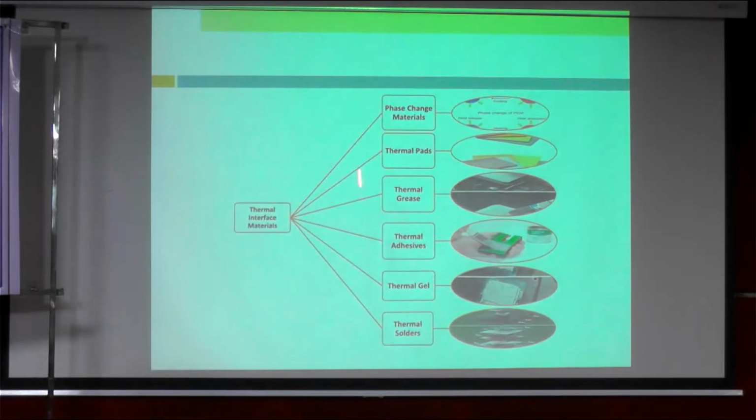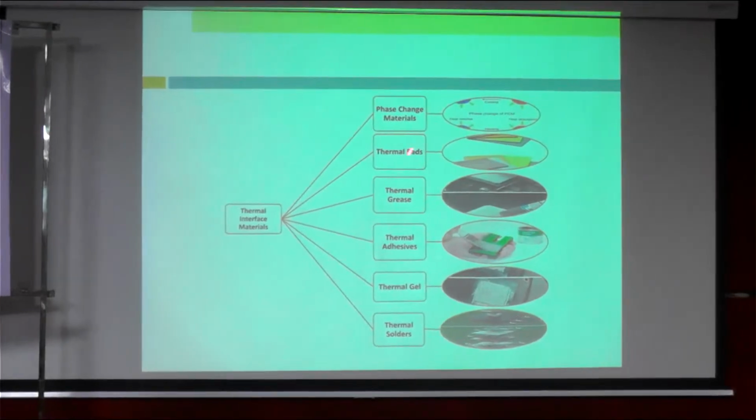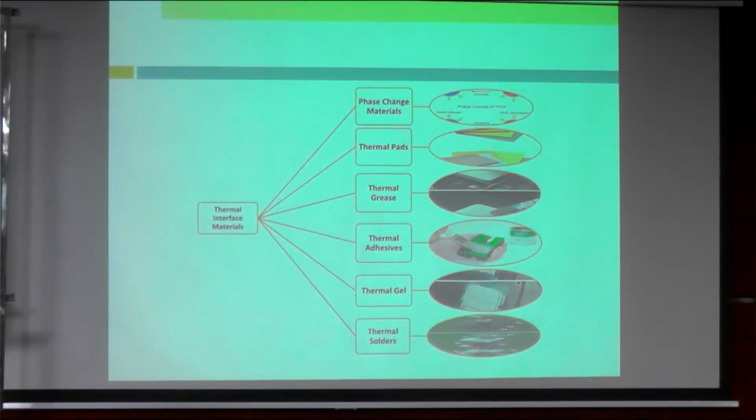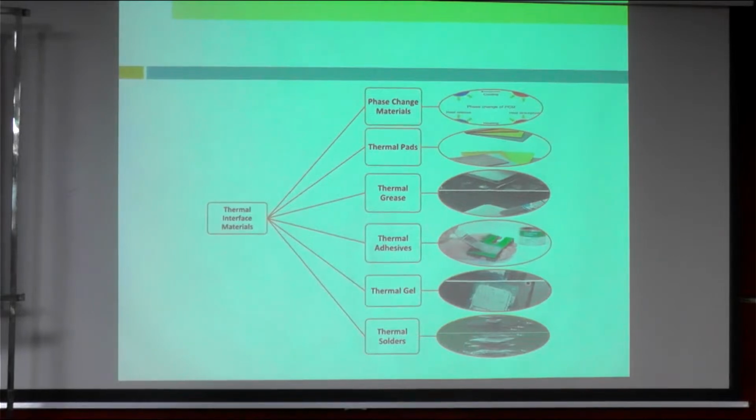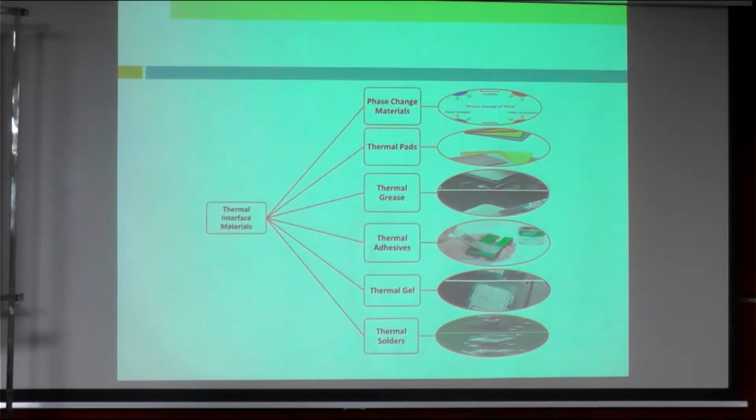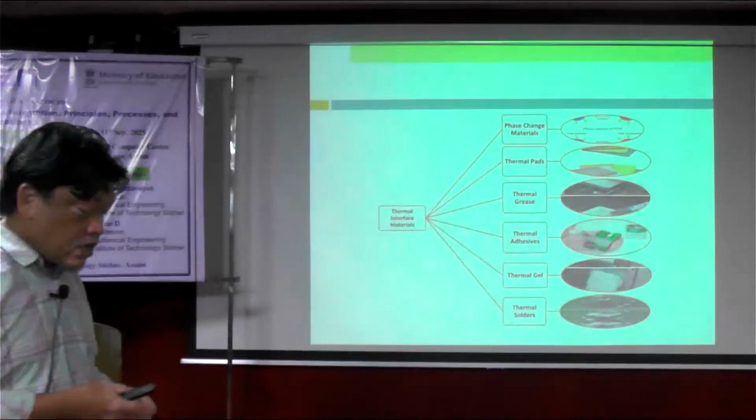And you can see that we have a lot of materials as a thermal interface normally used in electronics packaging, for example, phase change material and thermal pads. So this can be used accordingly in order to address the temperature or thermal management in the device itself. So for example, thermal grease and thermal adhesive and thermal gel and thermal solders. Basically, this can be used in order to channel the heat from certain device or certain area in order to avoid damage to the system.